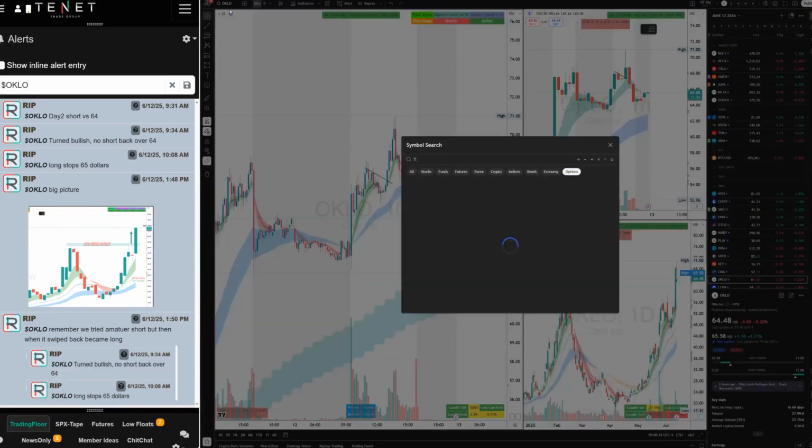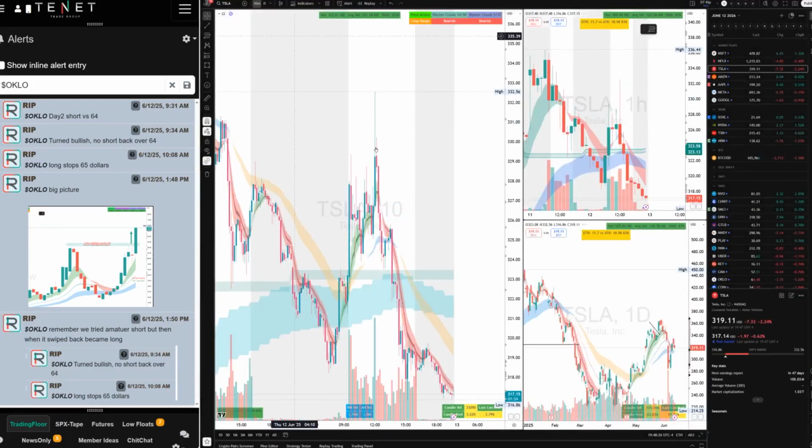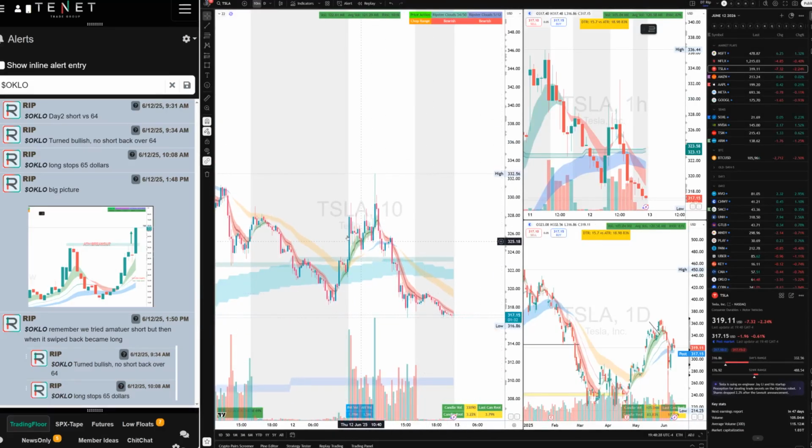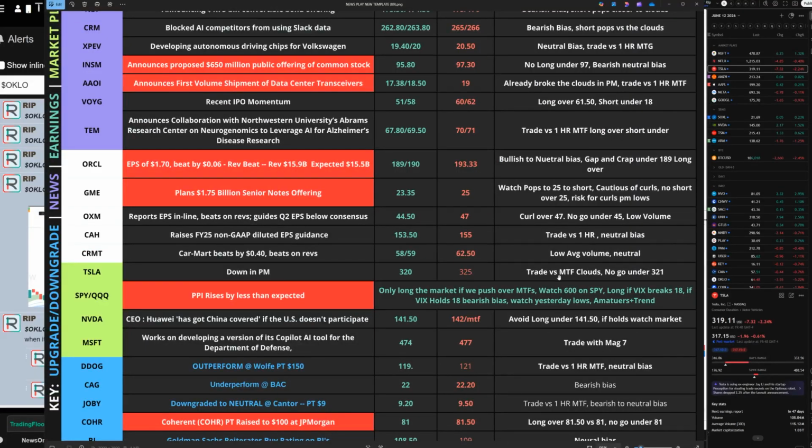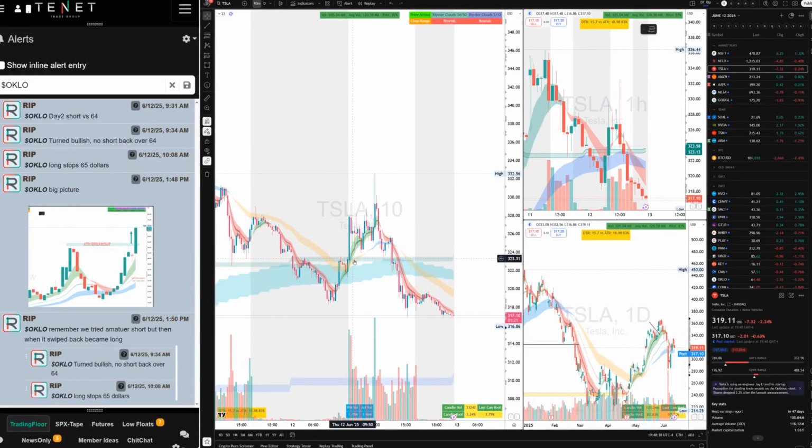All right, so let's look at Tesla again. Today, this morning, I didn't focus on it too much, but I just want to show you guys. We had our MTFs here. The plan I gave to the traders was trade versus MTF Clouds, no go under 321. So when you see that, once it's pushing here, you have to get long right away. Otherwise, we have a little problem if you chase, right? So it didn't do anything.